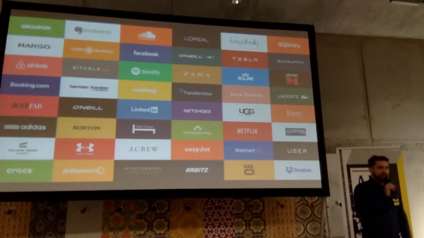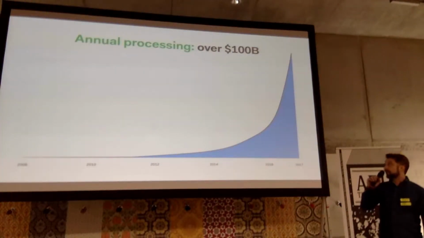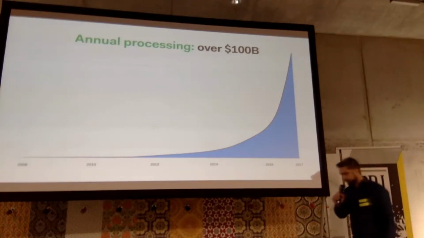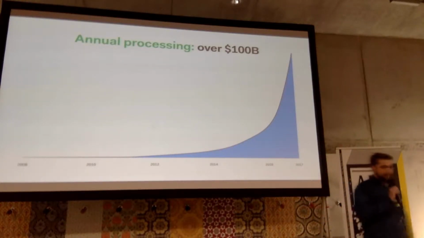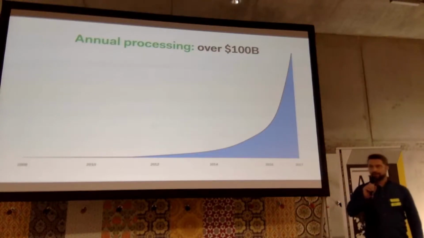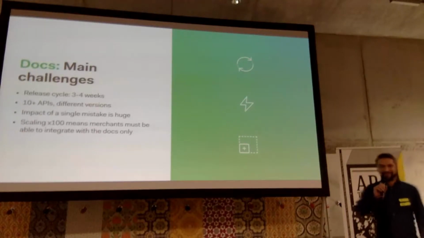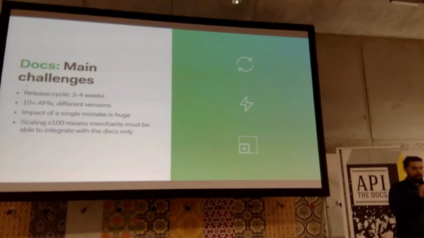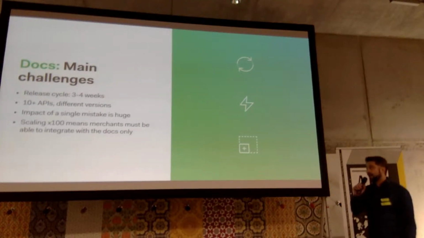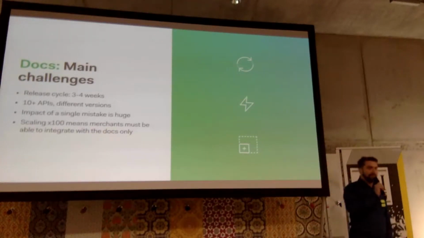What's also nice about Adyen is that we are growing exponentially, and according to the latest stats that I got, our transaction volume is more than $100 billion annually. What does it mean for us, for technical writers? Of course, with great power comes great responsibility. It's very challenging to work in this environment. We are updating our platform very quickly. Every 3-4 weeks we have a new release. We have different products, more than 10 APIs with different versions. Some of them are compatible with each other, some of them not.